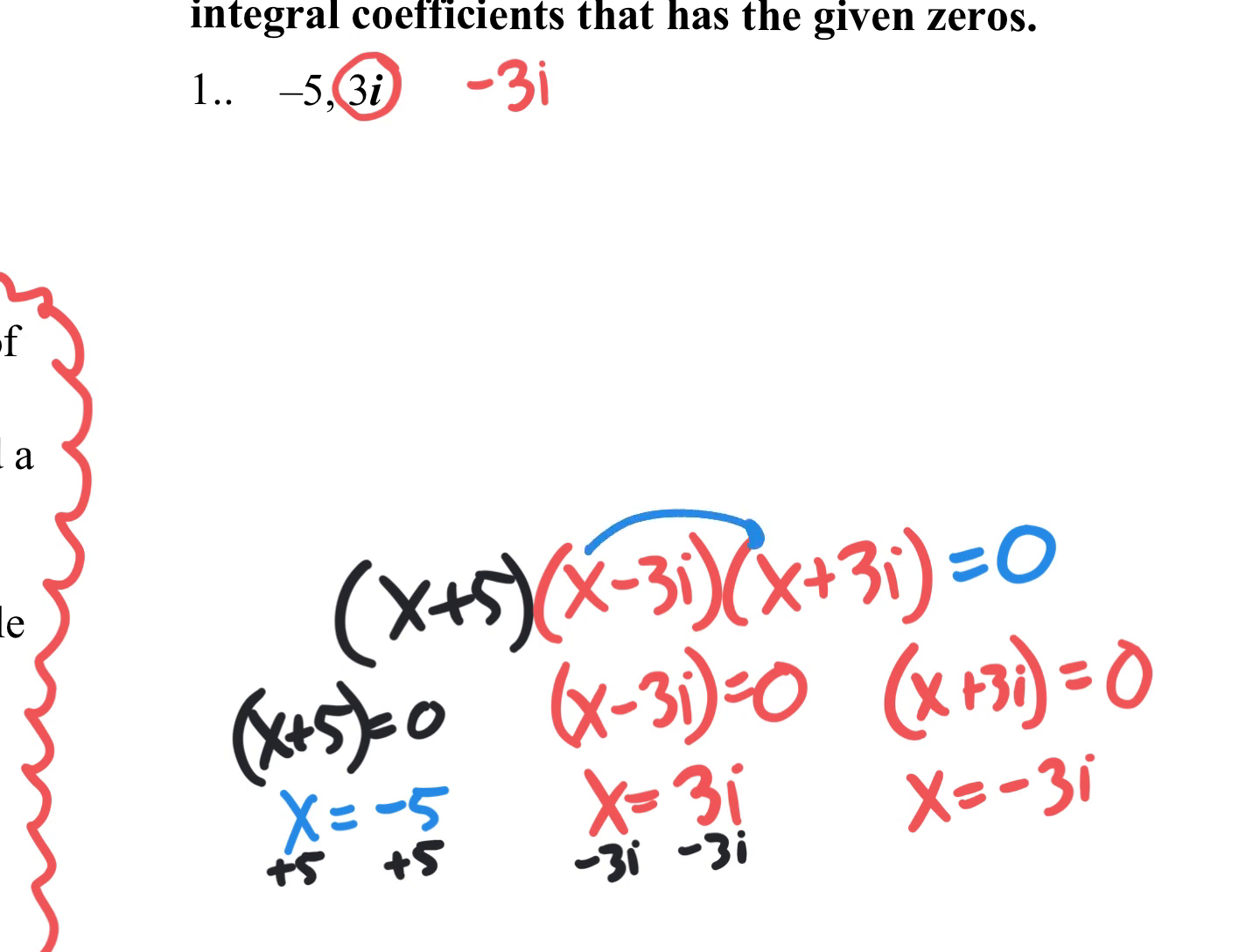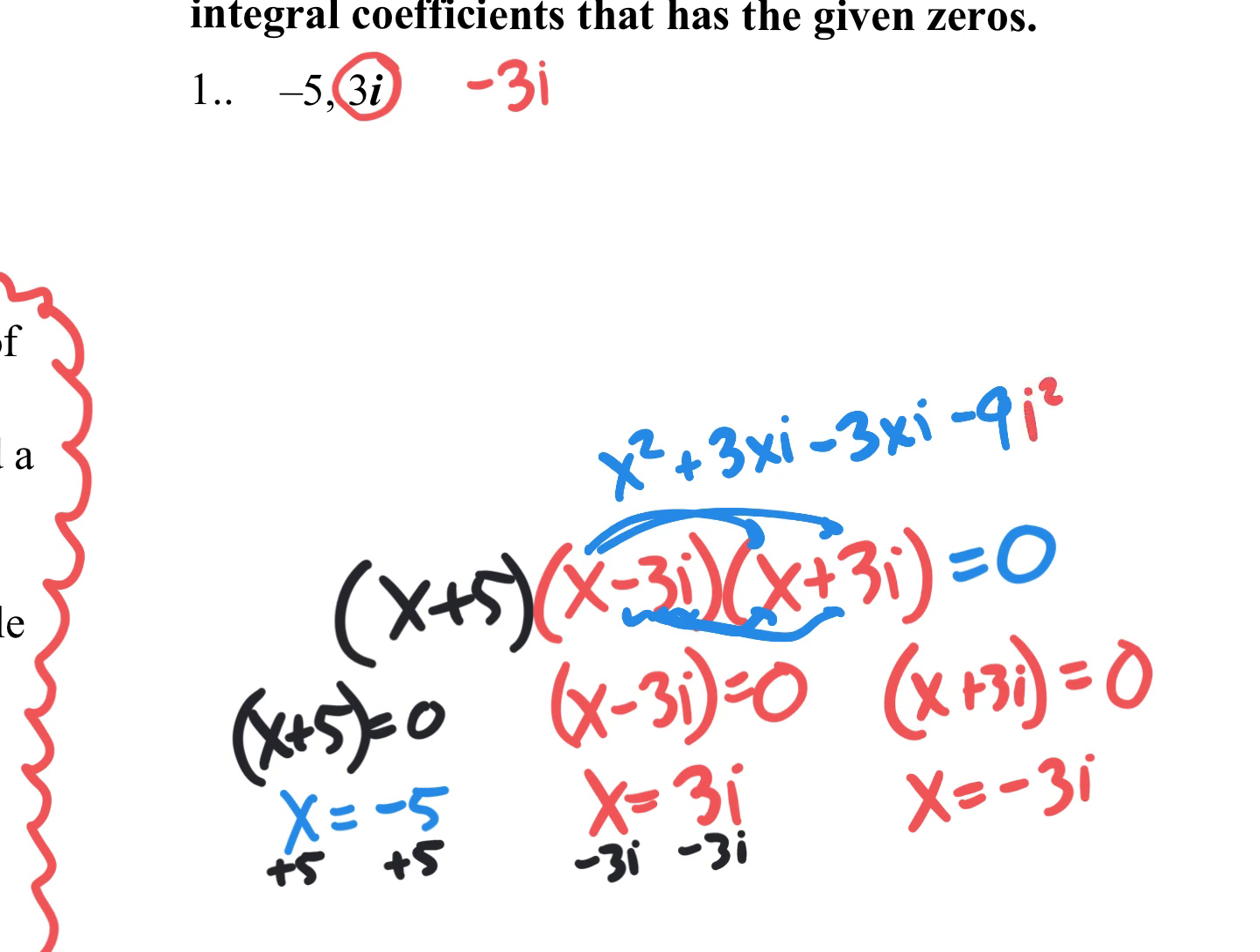distribute x times x, that's x squared, x times 3i, that's positive 3xi, or ix, whatever you want to call it. And then negative 3i times x, that's a negative 3ix, or xi, whatever you want to call it. And then negative 3i times positive 3i. A negative 3 times a positive 3 is a negative 9. But i times i is i squared. And I wrote it in red because we should remember that i squared is really what? Negative 1, back from semester 1, right?